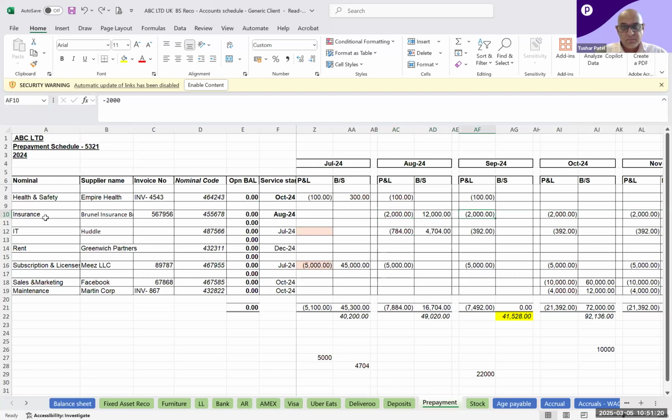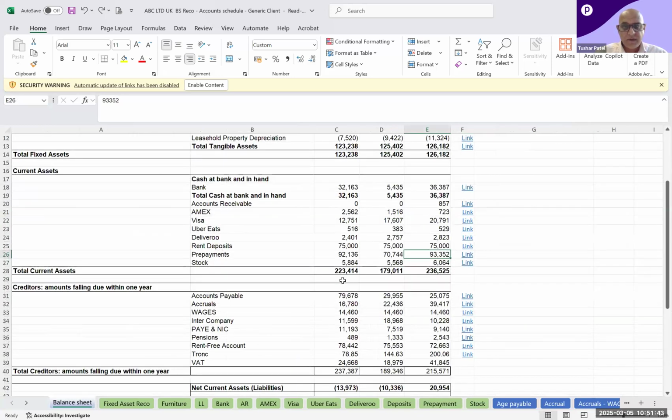And then we will book £2,000 month on month to the P&L, dividing up that £12,000 and spreading the cost every single month. It means that your balance sheet amount for insurance should reduce by £2,000 a month, and your P&L should see a charge of £2,000 go through per month. That's an example of a prepayment.